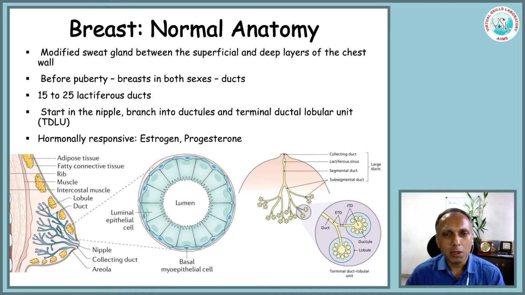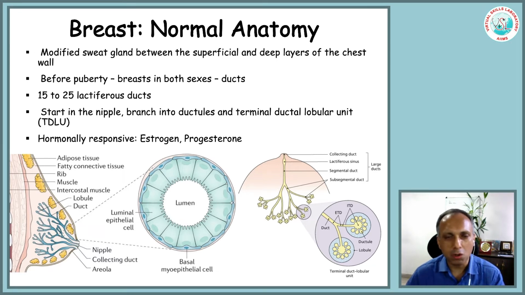The breast, if you look at the normal anatomy, is nothing but a modified sweat gland that lies between the superficial and the deep layers of the chest wall. Before puberty, the breast in both sexes comprises mainly of ducts. Now, as the female breast matures with growing age and especially after puberty, the majority of the changes which occur in the female anatomy occur during pregnancy and lactation.